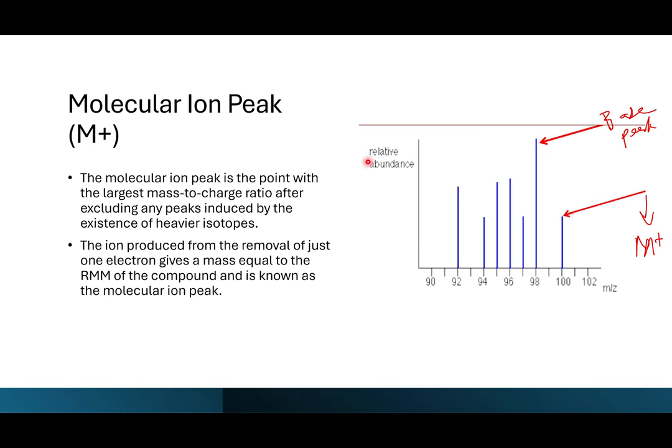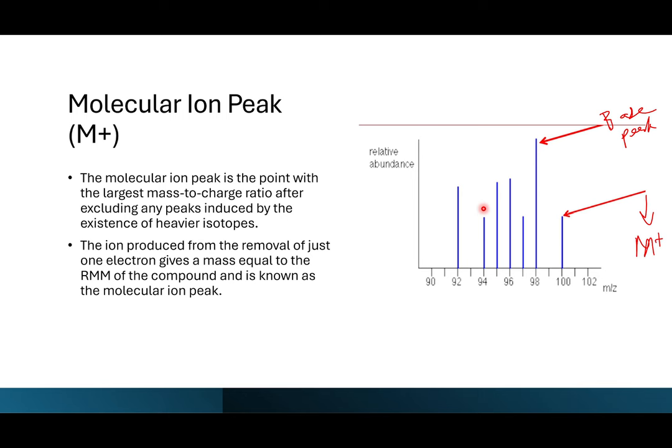Sir, on some of these, you see like the M plus one peak and stuff like that. So how is there, isn't it supposed to be the one that's most to the right since it's the one with the highest mass to charge ratio? Okay, you're saying that on some graphs, there is a peak further than the M plus one peak?